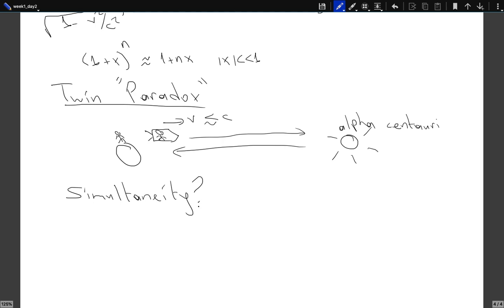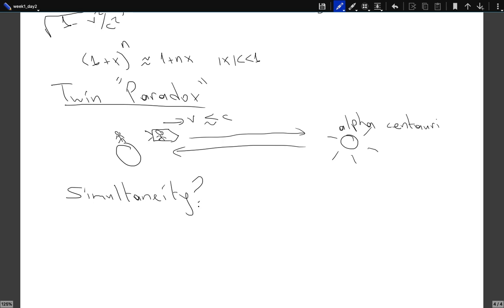But then there's another problem. If the order of events changes, let's say I throw this chalk and it falls down. So I have two events. Is it possible that for some other observer, the chalk will fall first and then I will throw it up? We already said that the order of events might change. Well, this doesn't happen. Not the order of all events can be exchanged.